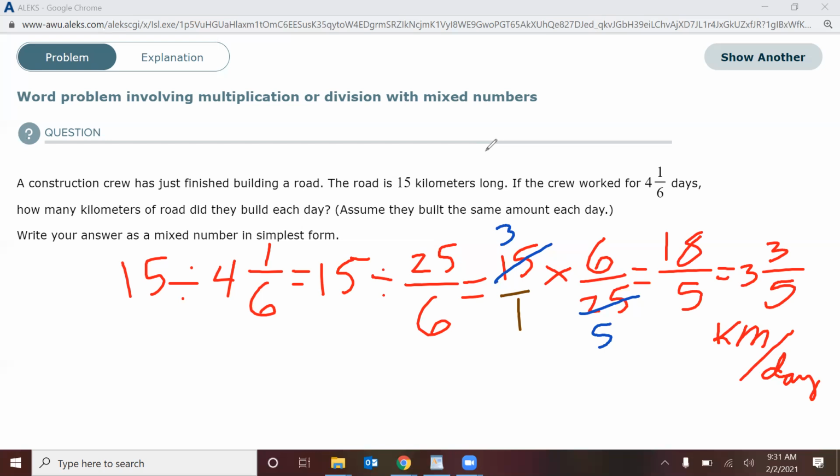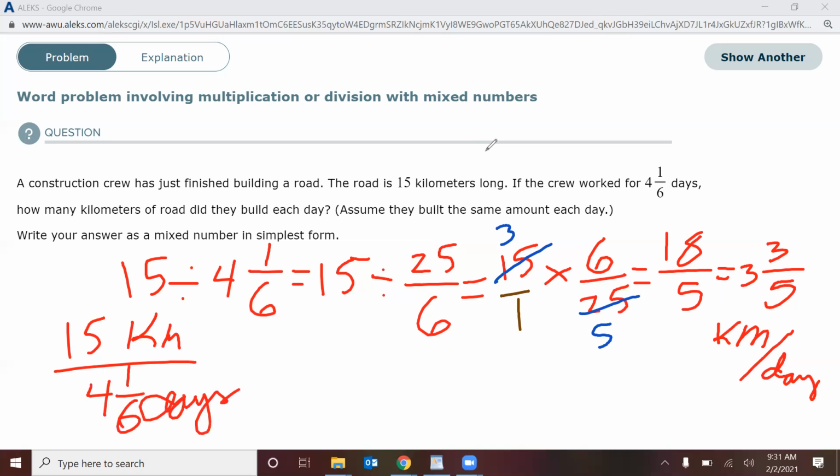Not just kilometers, but kilometers per day. And that makes sense because the original problem was 15 kilometers divided by 4 1/6 days. And therefore the units for the solution would be kilometers over days, or kilometers per day.